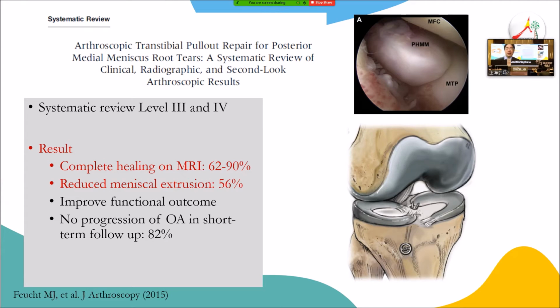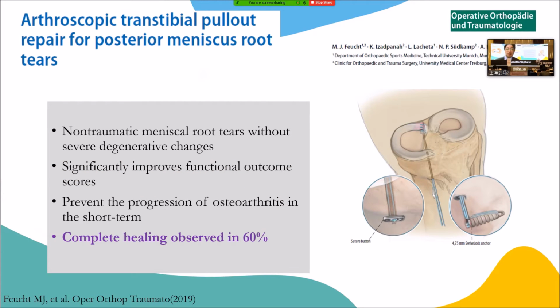Another problem is that we cannot reduce the meniscus extrusion. Only 56% had meniscus extrusion reduction. So this is a problem, and nowadays everyone recognizes that meniscus extrusion is important. It's important, not just the root repair, because with root repair you cannot solve the meniscus extrusion problem if the patient came to see you very late.